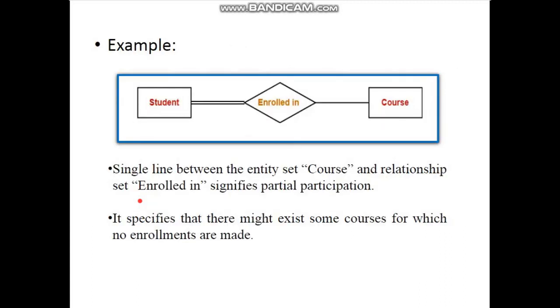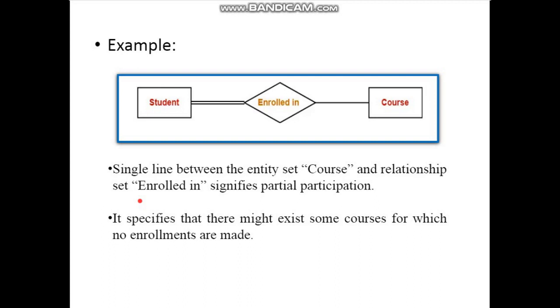Okay, let's see the example. Here you can see again, student enrolled in course. Okay, single line between the entity set course and the relationship set enrolled in signifies partial participation. It specifies that there might exist some courses for which no enrollments are made. Okay, there might be the chances there are some courses in your campus or in your institute that no one has enrolled for, and this means that it is a partial participation.